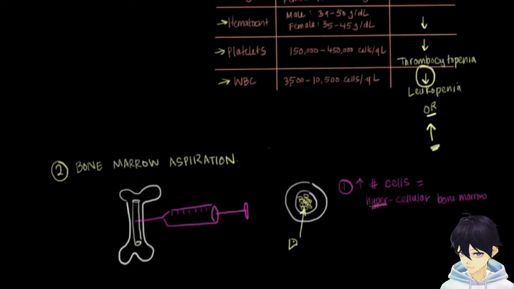And hyper just means a lot, and cellular means cells. So hypercellular bone marrow means a bone marrow with lots of cells in it. And that's exactly what you get with leukemia. And the second thing that you'd expect to see is lots of immature blood cells, right? Which are called blast cells.